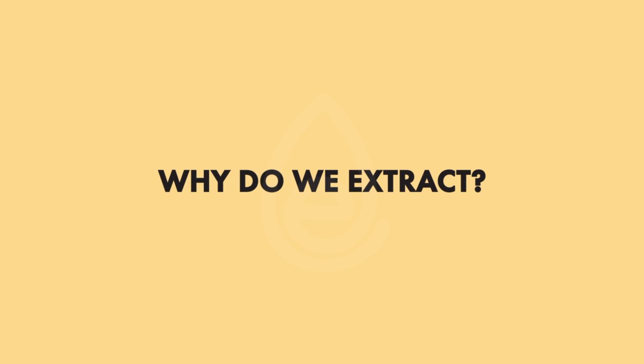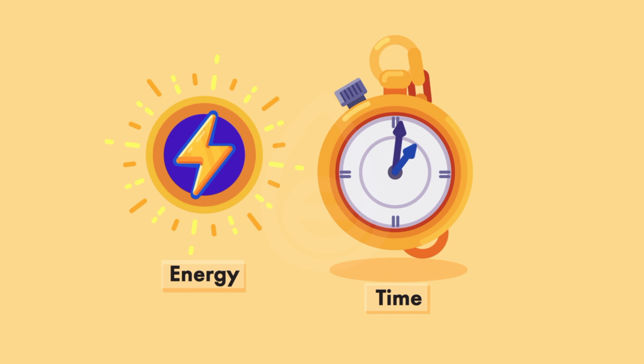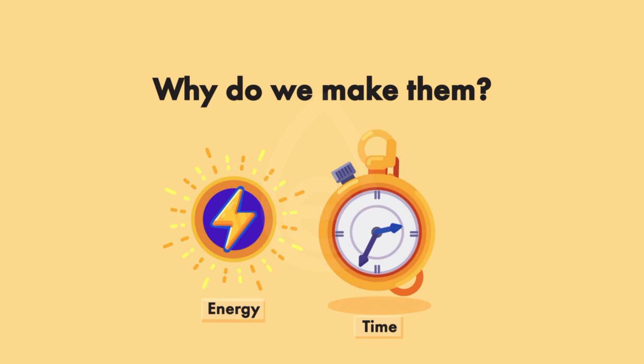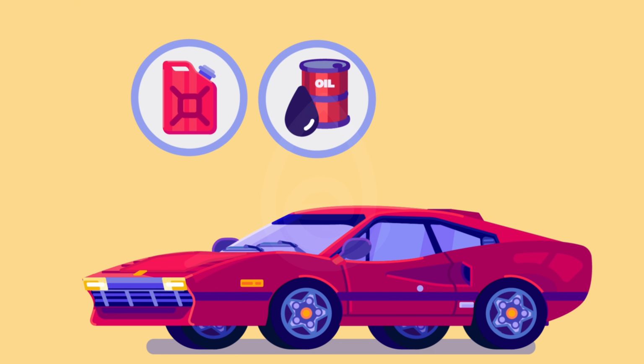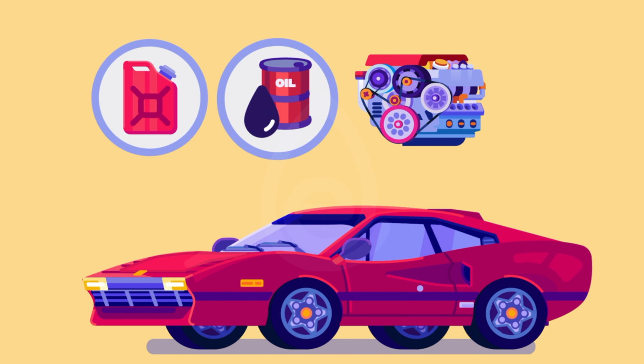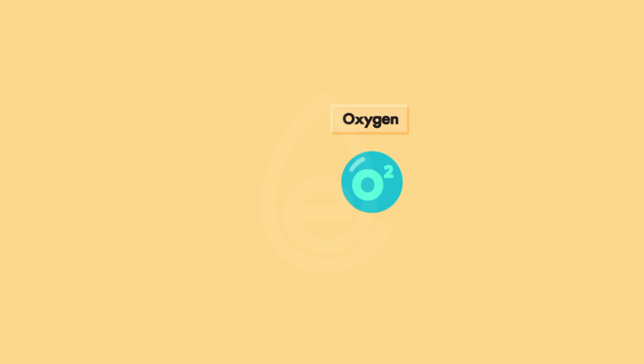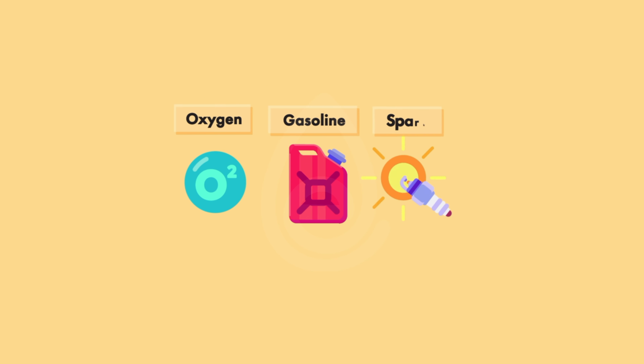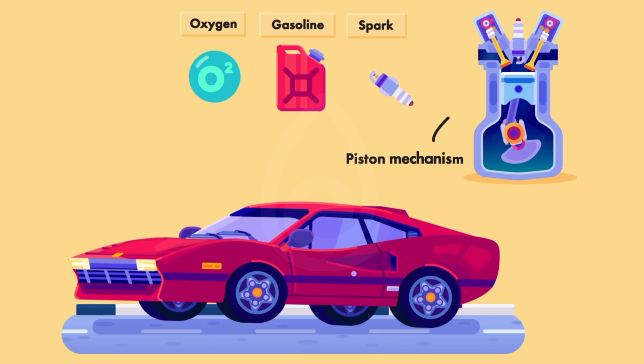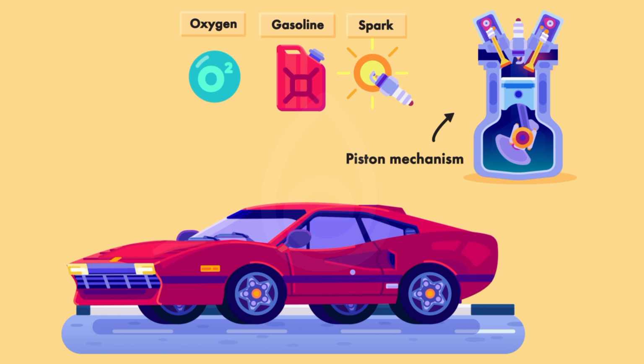Making extracts takes time and energy. So why do we make them? Let's look at an example. Gasoline is an extract often used as fuel in car engines. It is extracted from crude oil. Mixing oxygen and gasoline and adding a spark produces an explosion that can drive an engine.